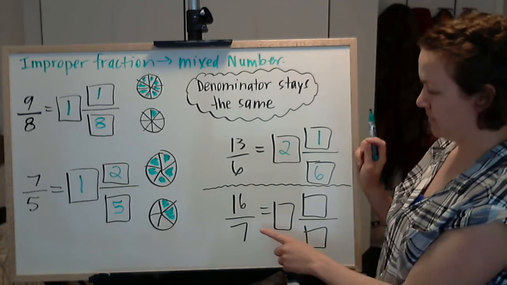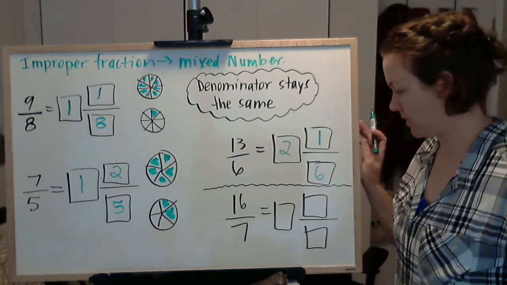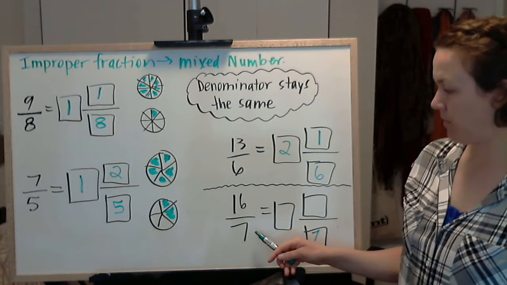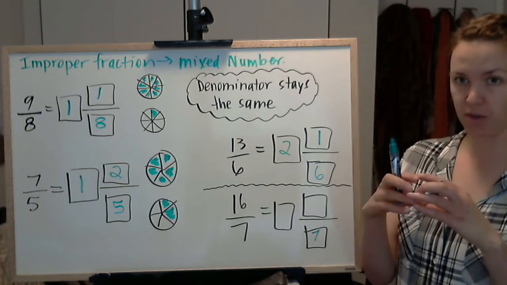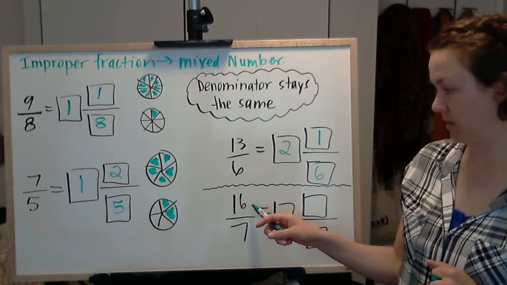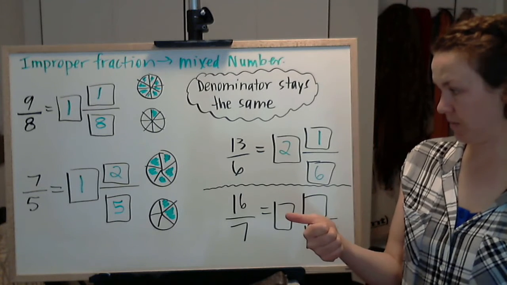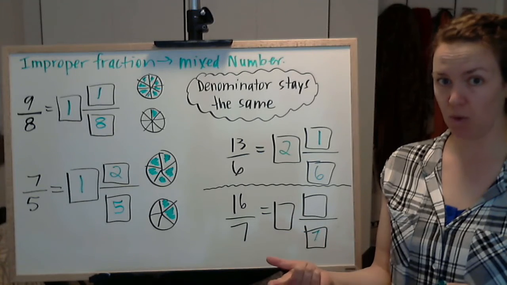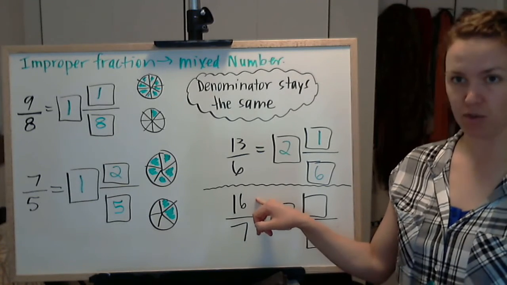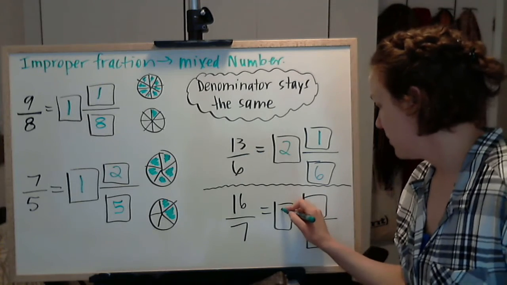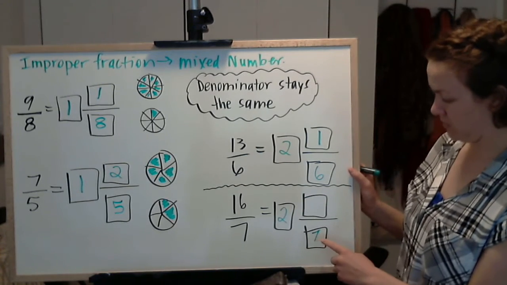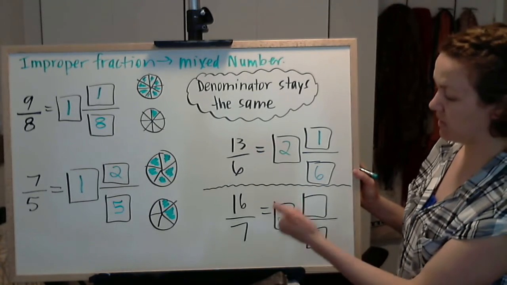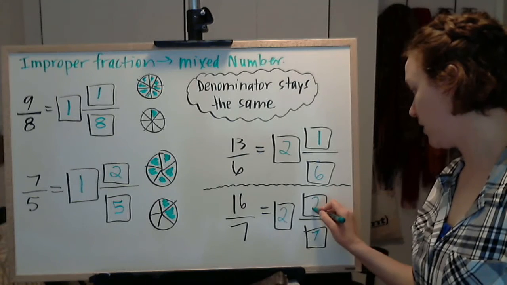Okay, let's try 16/7. So I still have sevenths. How many whole circles can I fill with 16 pieces? Well, 7 would make 1. Another 7, that's 14 pieces, so that gives me 2 wholes, and then an extra 2 pieces would give me 16. So 7 times 2, 2 wholes with 7 pieces each, that's used 14 pieces. 15, 16, that means I have 2 extra pieces left over.